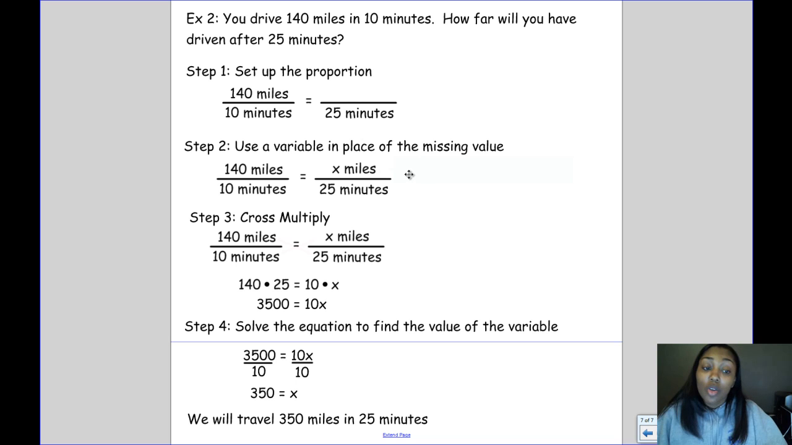Then step 2, we're going to use a variable in place of the missing value. Well, the missing value is we don't know how many miles we drove in 25 minutes. So instead of putting a number there, for right now, we're just going to have to use a variable. And for right now, we'll just use X.